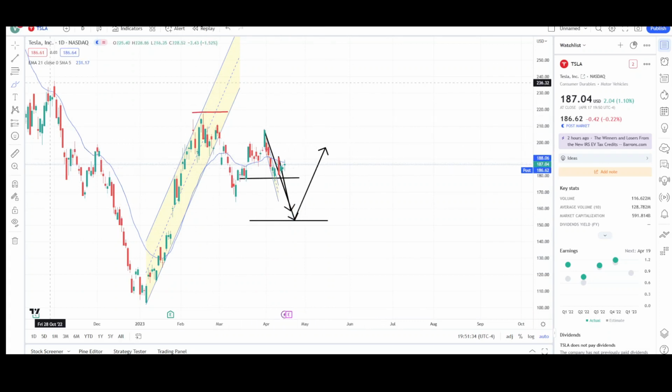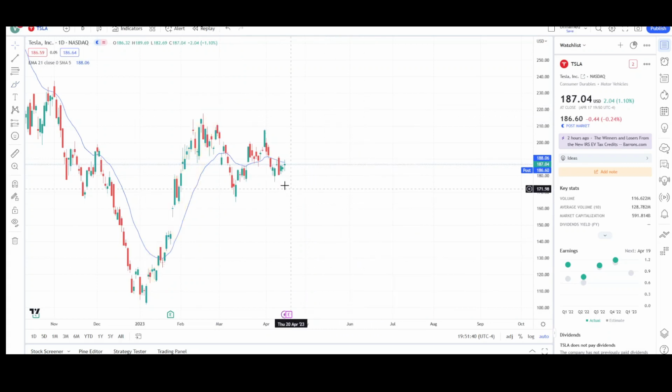Right now we're just going sideways, so it's not really clear which direction the price wants to go. Maybe if we get back above the EMA and do something like this, that might be a trap for the shorts to rocket up higher. But if we break a little bit lower and fail, then we could see a trap for the longs and a crash down. It just depends on what the market wants to do at the end of the day.